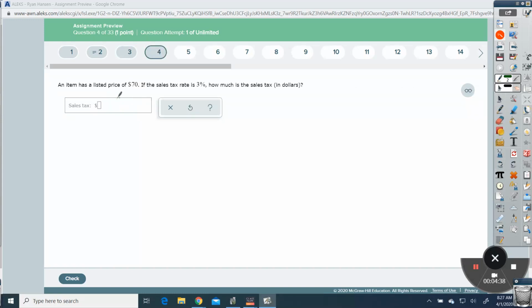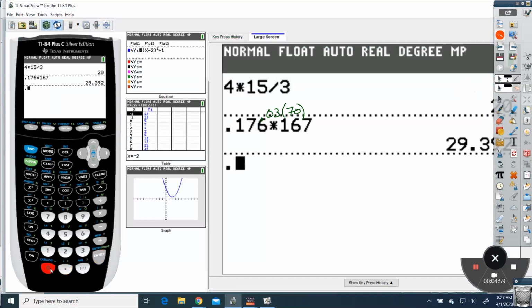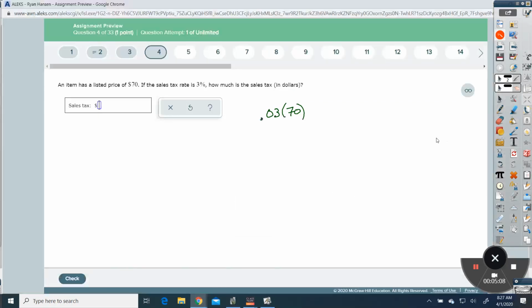So question number 4, it says an item has a listed price of $70. If the sales tax rate is 3%, how much is the sales tax? So it's not asking how much do we pay, we just say how much is the sales tax. Well, 3% of 70. So we just multiply those together, go to our calculator, 0.03 times 70. So 2.1. So we come back. So this is going to be 2.1.